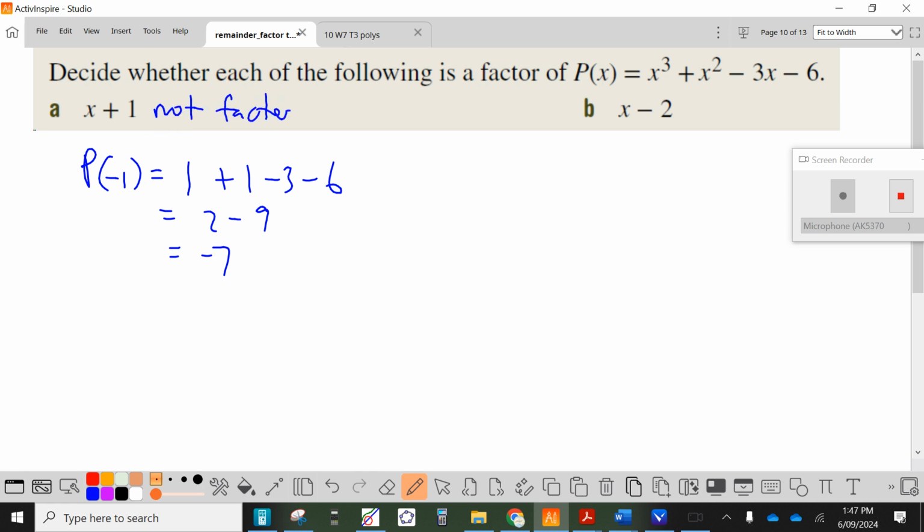As opposed to x take 2, if I worked out p of 2, I will get 8 plus 4 take 12 take 6. So I end up with, that's not going to be a factor either. I'm going to get negative 6 as the result. So that is also not a factor. We need to get 0.